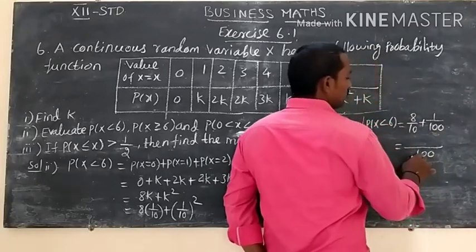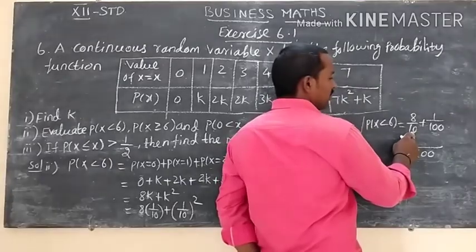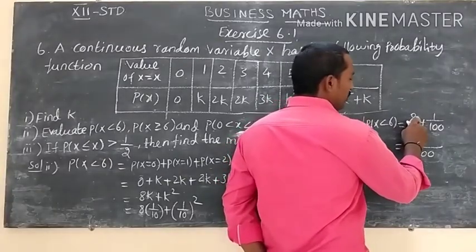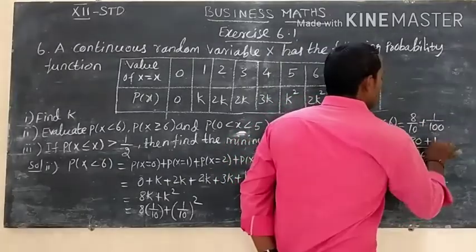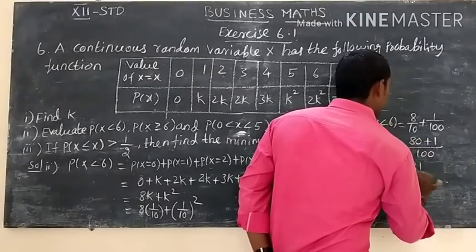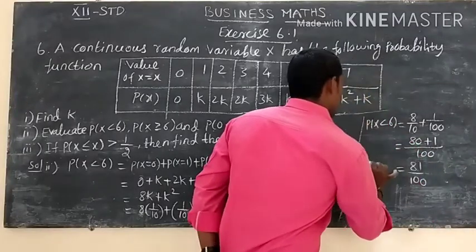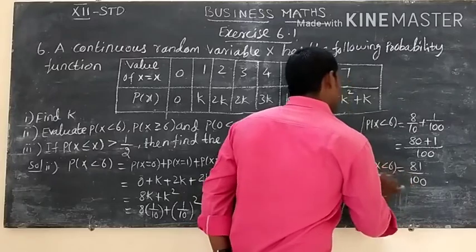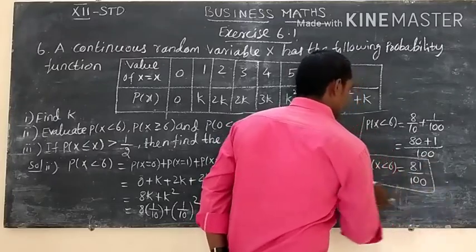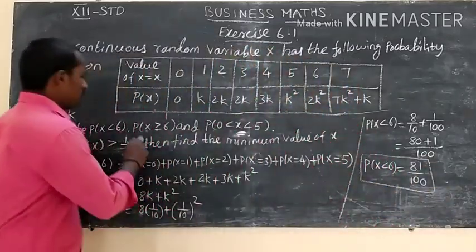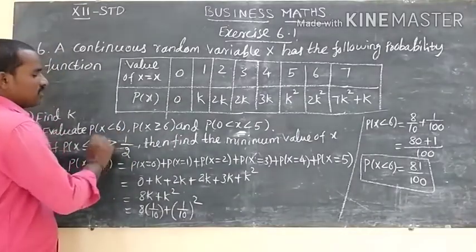LCM is 100. 10 multiplying by 10 we get 100. So 8 multiplying by 10 we get 80, plus 1, this is equal to 81 divided by 100. P of x less than 6 equal to 81 by 100. This is your answer of the P of x less than 6.